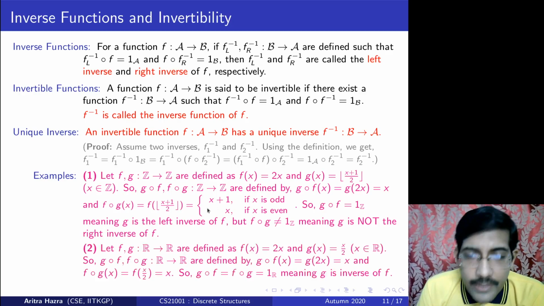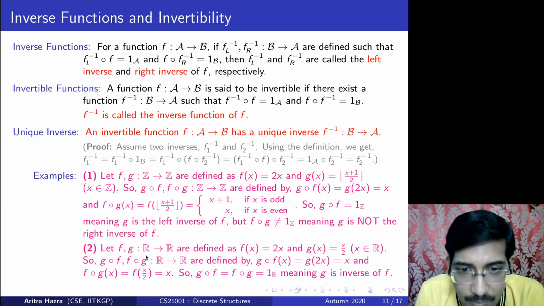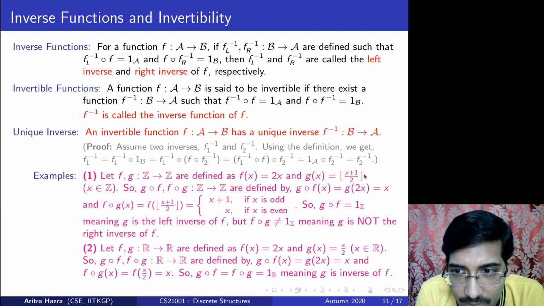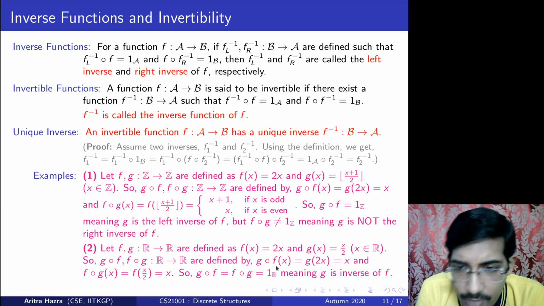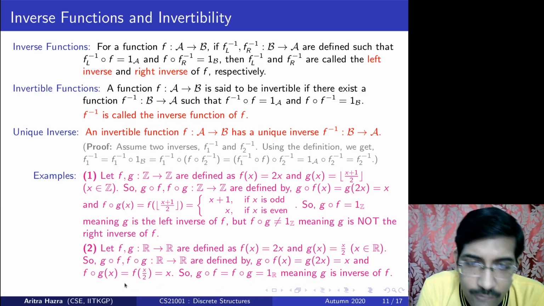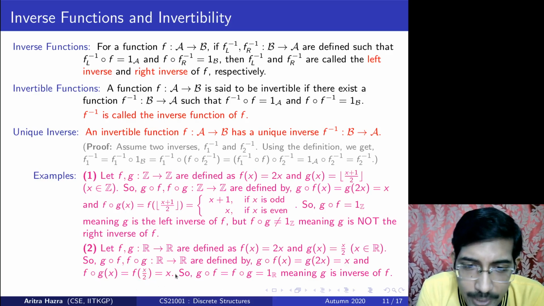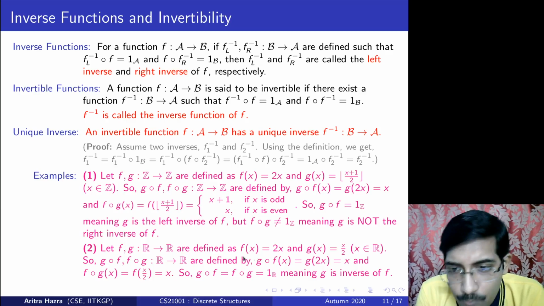The second example is a positive example where we show that with the same function, if you choose g(x) not as this typical floor of (x plus 1) by 2, but replace it by x by 2 and make the domain real to real, then what happens? g of f(x) will be g of 2x, which is x, and f of g(x) will be f of x by 2, which is x. So both the composite functions give me the identity function.